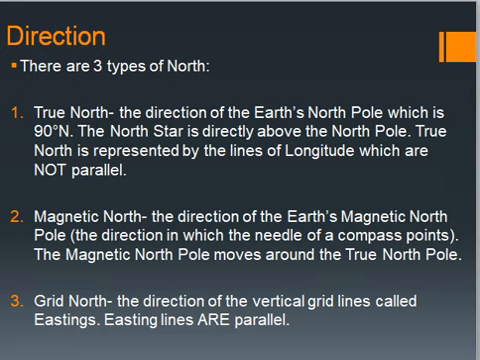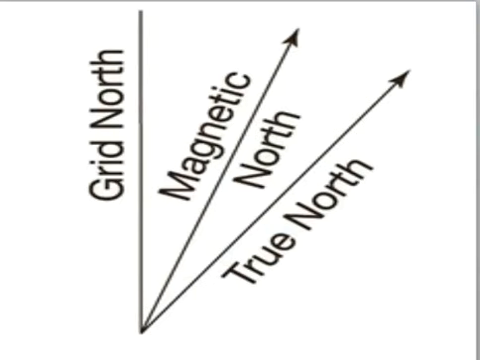The second type of north is magnetic north, which is the direction of the Earth's magnetic North Pole, the direction in which the needle of a compass points. And the magnetic North Pole moves around the true North Pole, of course due to the change in magnetism of the Earth. And then the third one, which is the one that we'll be more concentrated on, is the grid north, which is the direction of the vertical grid lines called eastings. And these lines are parallel as opposed to the lines of longitude, which are not parallel. Right, so of course true grid north will basically have that perfect vertical orientation.